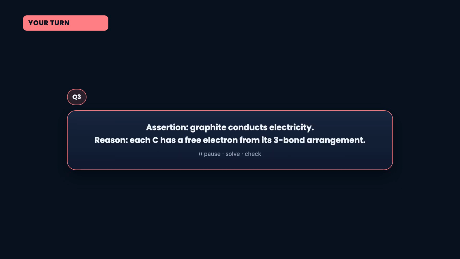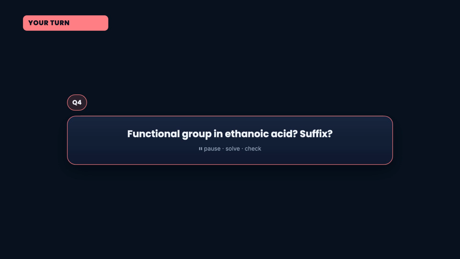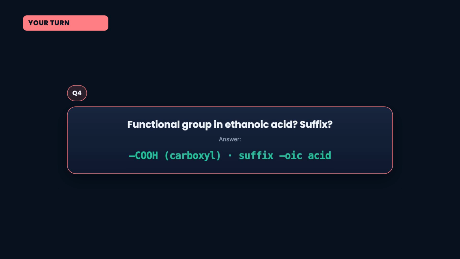Question 3. Assertion. Graphite conducts electricity. Reason. Each carbon in graphite has a free electron from its 3-bond arrangement. Both true, and the reason correctly explains the assertion. The free 4th electron carries the current. Question 4. Which functional group is in ethanoic acid, and what is its general suffix? The carboxyl group. The suffix is oic acid: methanoic, ethanoic, propanoic, all carboxylic acids.